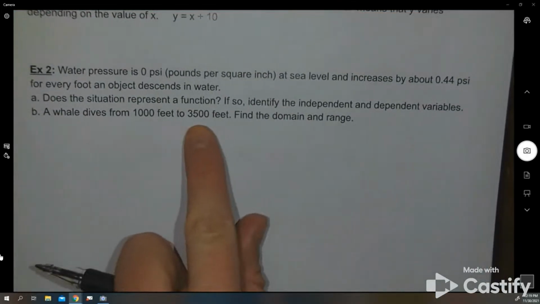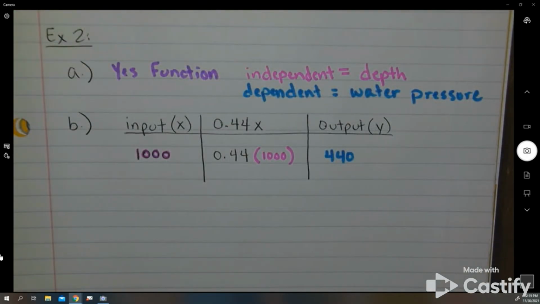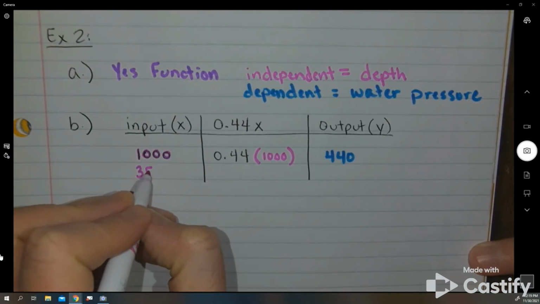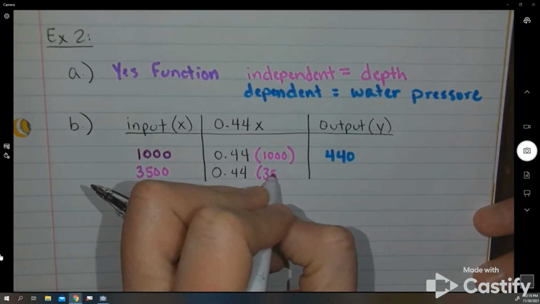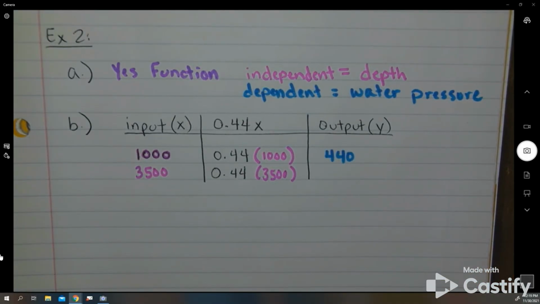Then it says that it goes to 3,500 feet. These are below the surface, by the way. So we want to check what the pressure would be at 3,500 feet below the surface. So again, we have 0.44 times 3,500. And 0.44 times 3,500 is 1,540 pounds per square inch.